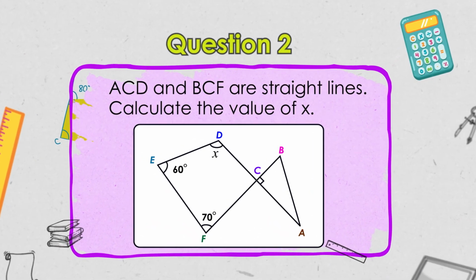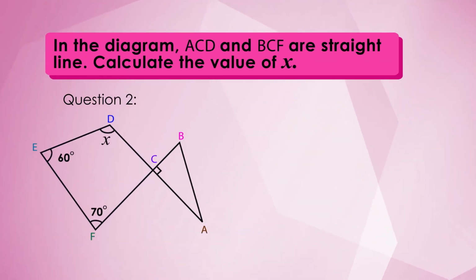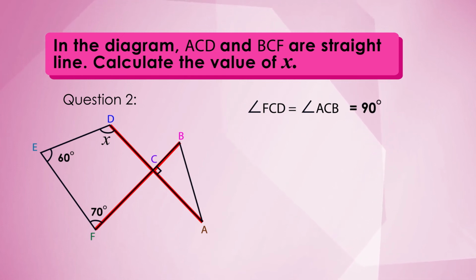In this question, we would also be using our prior knowledge of lines and angles. In the diagram, CDEF is a quadrilateral while ABC is a right angle triangle. As ACD and BCF are straight lines, we can conclude that angle FCD is equivalent to angle ACB, which is 90 degrees, as they are both vertically opposite angles.